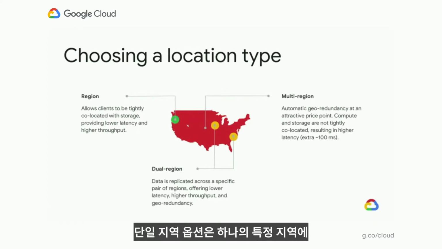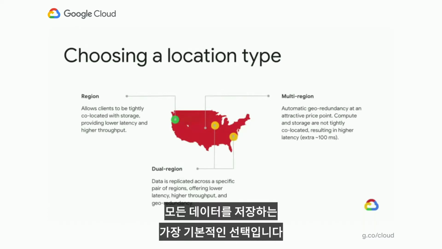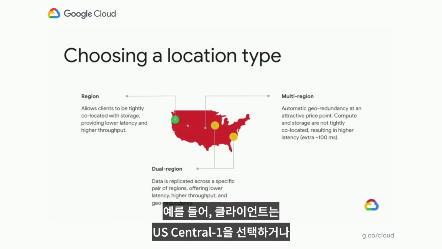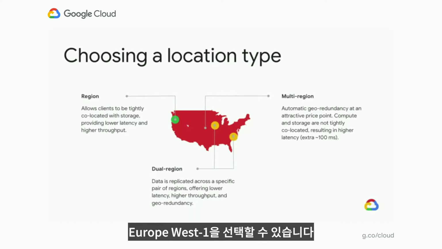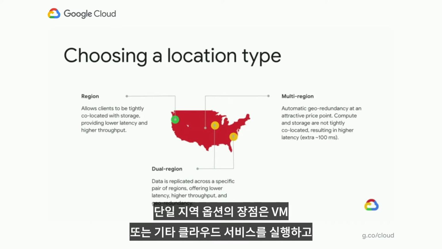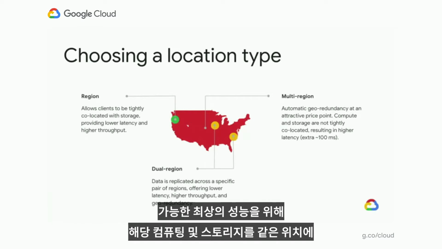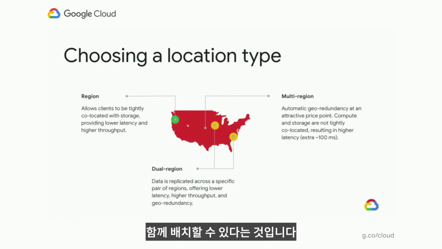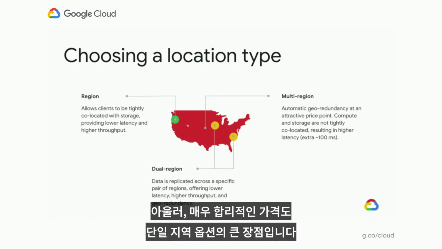So regions are the most basic choice. They allow you to have all of your data in one specific region. So for example, you might choose US Central 1, or you might choose Europe West 1. And once you've chosen that specific location for your bucket, all of your data will be stored there. So the advantage is you can then run your VMs or other cloud services and have that compute and storage be co-located for the best possible performance. And regions also provide a very attractive price point.